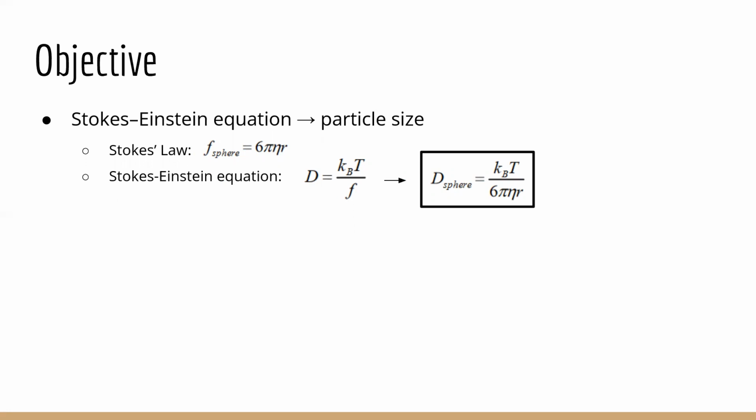Boxed here is a Stokes equation derived from Stokes' law, where we assume spherical shape of the particle. Kb is the Boltzmann constant, T is the solution temperature, eta is the solvent viscosity, R is the radius of the particle, and F is the frictional factor.